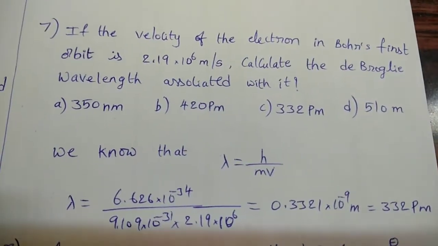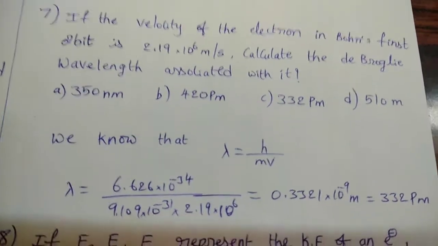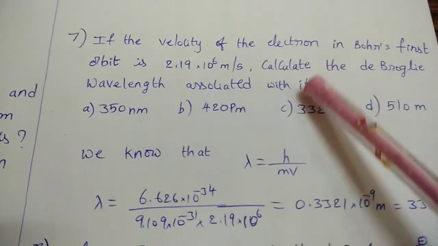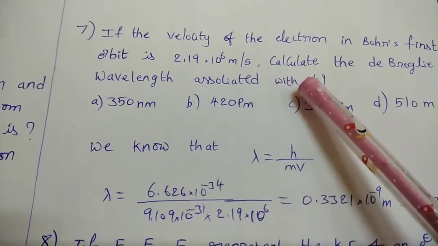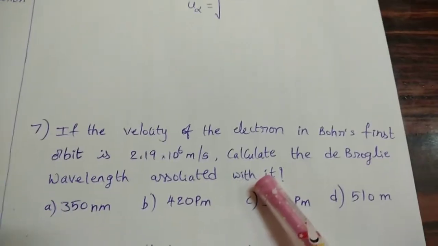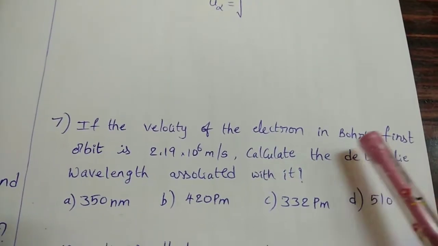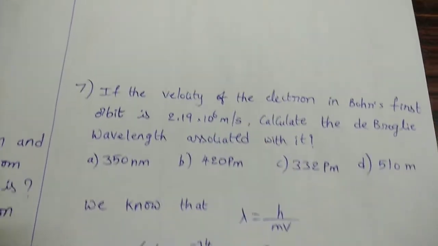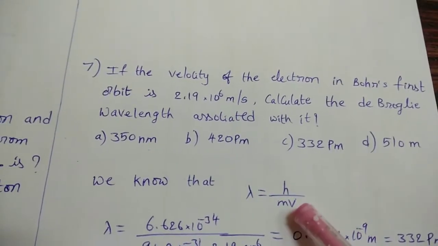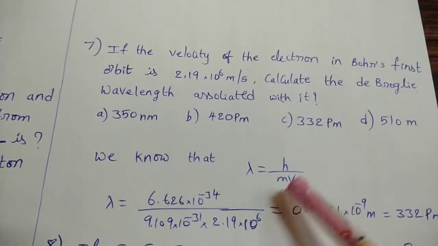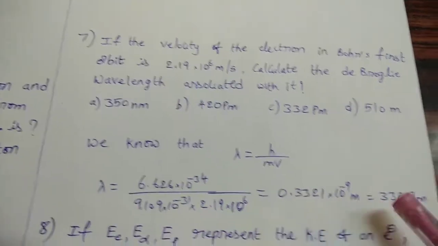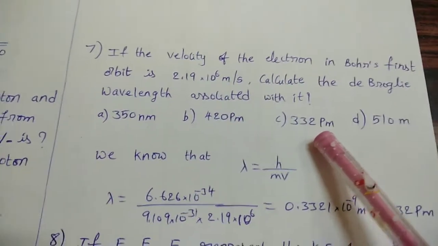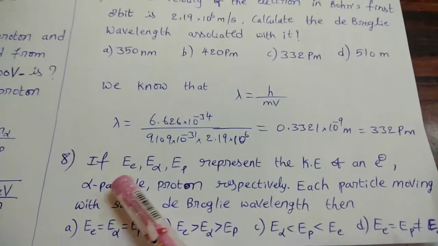If the velocity of the electron in Bohr's first orbit is 2.19 into 10 power 6 meter per second, calculate the de Broglie wavelength associated with it. Okay. So in Bohr's first orbit, velocity is given. From that we want the de Broglie wavelength. So we know that lambda equal to h by mv. Substitute h, m and v. Then we can get the value, that is 332 picometer. Option C is the answer. Okay. Next.